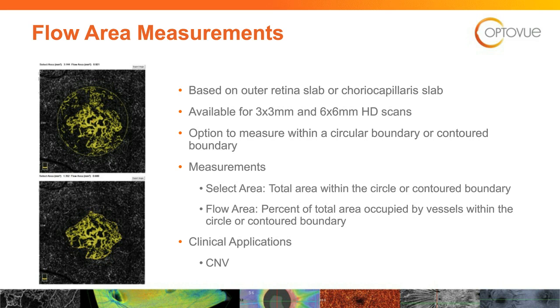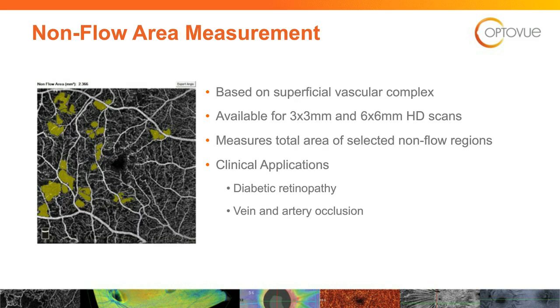How about areas of non-flow? As capillaries are dropping out, they're no longer providing blood flow, and therefore that's an area of non-flow. And if that's getting bigger, if we can measure that via vessel density maps, that's going to have a tremendous indication in diabetic retinopathy and vein and artery occlusions, retinal vascular disease. Again, this is what we're now doing with our analytics.